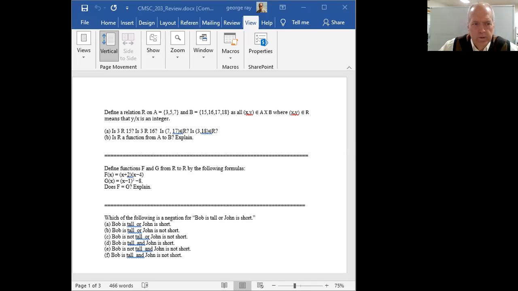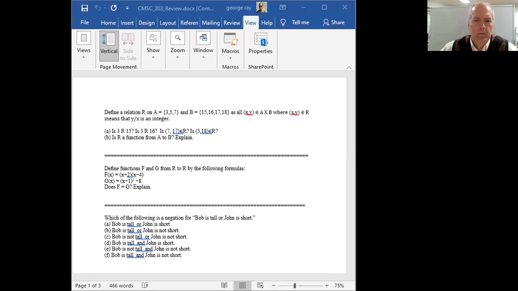Okay, let's go over this one. So it says define a relation R on A, and A is the set with the elements 3, 5, and 7, and B has the elements 15, 16, 17, 18, as all ordered pairs x and y that are elements of the cross product of A and B, where those elements are real numbers such that y divided by x is an integer.